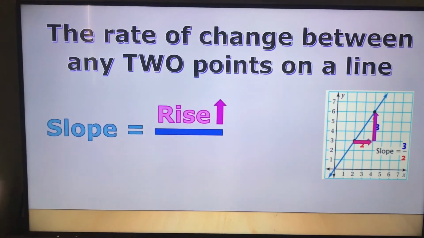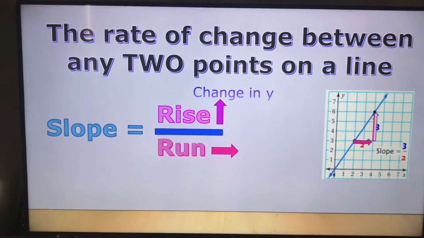So what is slope? Okay, slope is the rate of change between any 2 points on a line. So what you're looking at is your rise, and if you look at the graph on the right, you have a rise in the purple arrow over your run. Okay, your slope is telling you how steep the line is. This might get a little confusing for some people because the rise is the change in y. The run is the change in x.